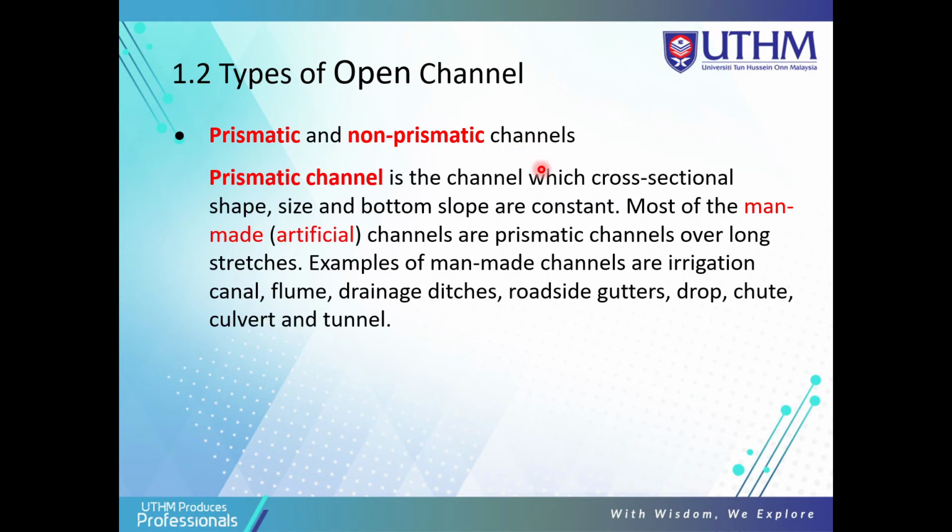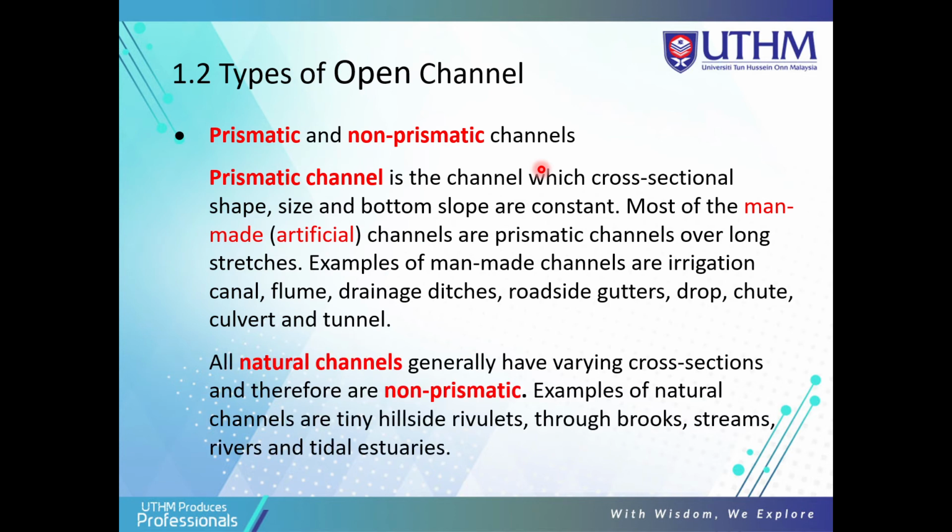Prismatic channel is the channel whose cross-sectional shape, size, and bottom slope are constant. Most man-made artificial channels are prismatic over long stretches. Examples of man-made channels are irrigation canal, flume, drainage ditch, roadside gutter, drop, chute, culvert, and tunnel. All natural channels have varying cross sections and therefore are non-prismatic. Examples of natural channels are tiny hillside rivulets, brooks, streams, rivers, and tidal estuaries.